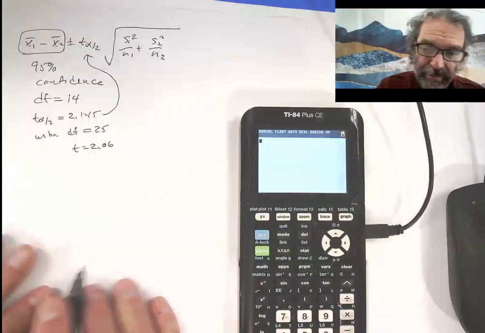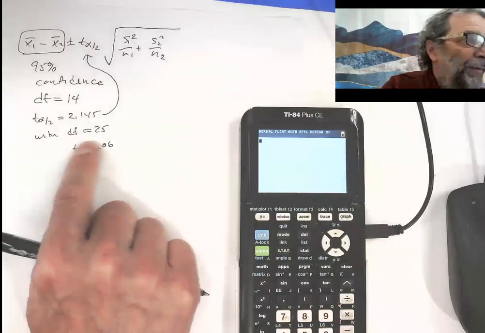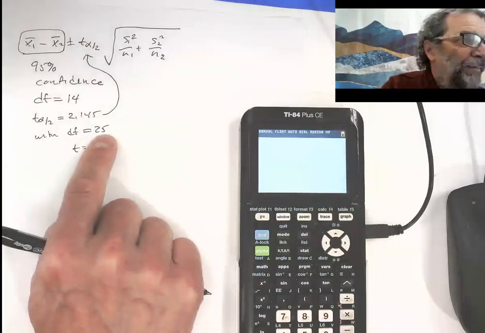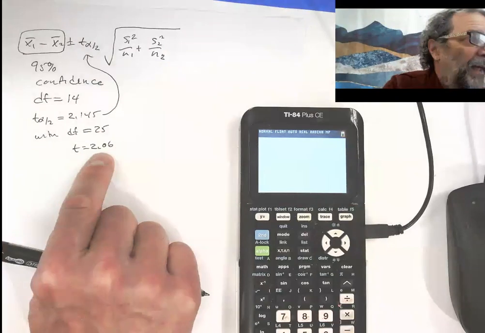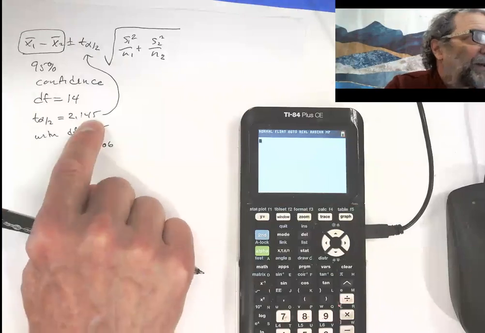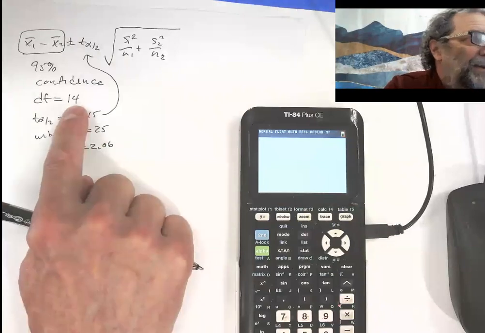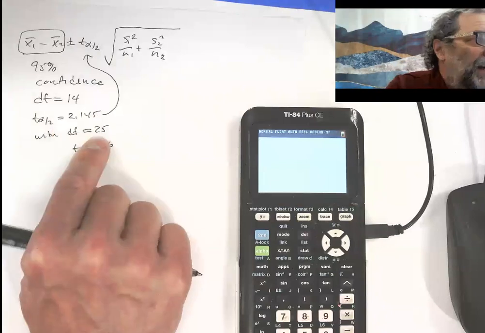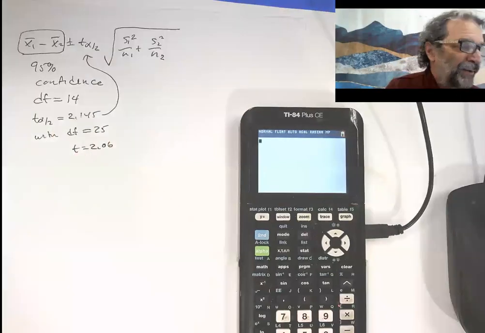I was going to point out, though, if we use degrees of freedom more like what the calculator had, it was something like 25. That corresponding critical value is like 2.06. So you get a slightly wider interval using this conservative estimate for degrees of freedom, a slightly narrower one if you take the degrees of freedom from the formula, which we'll show you in a minute.